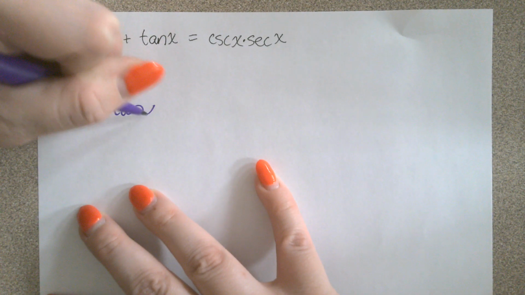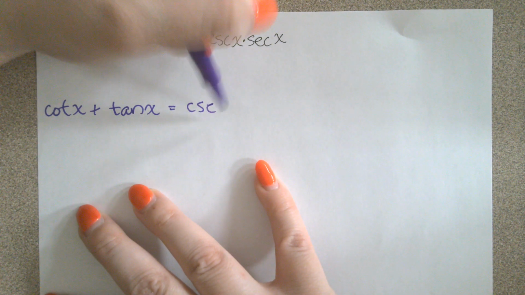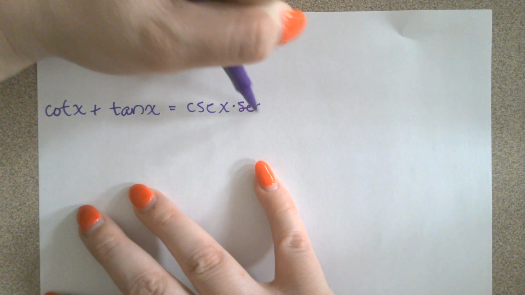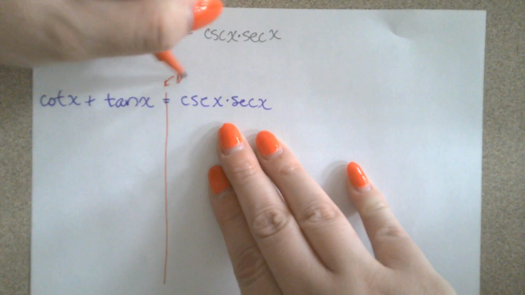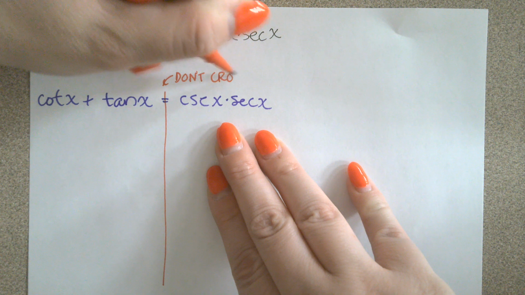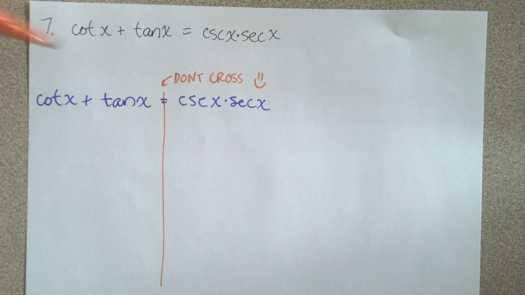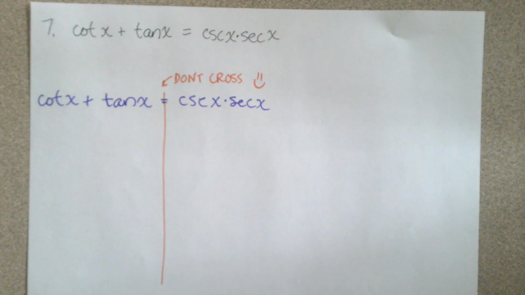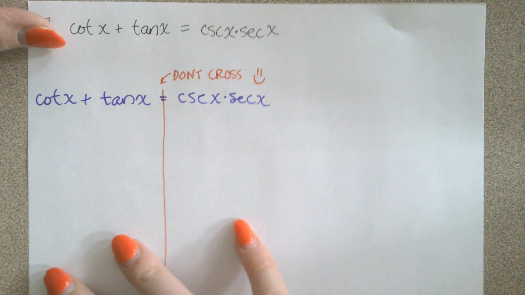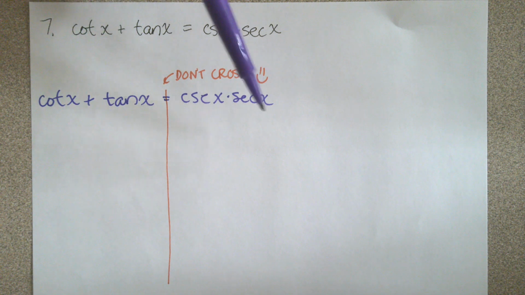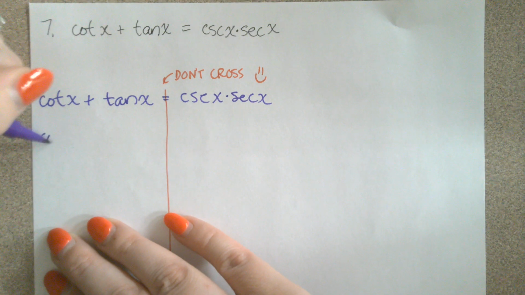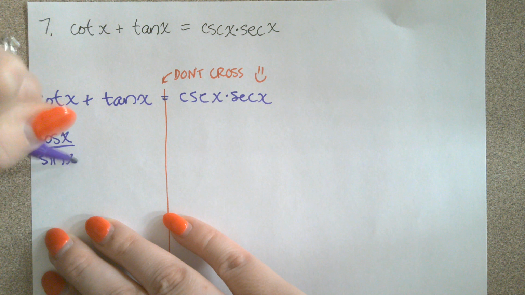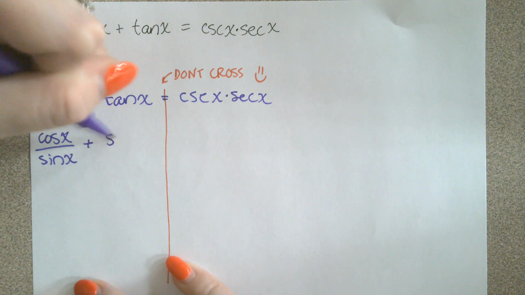So we have cotangent x plus tangent x equals cosecant x times secant x. Reminder, don't cross the line. That just means no algebra steps, no moving things back and forth. Okay, we have options. One good place to start, and we can just do this across the board, is change everything to be in terms of sine and cosine. So cotangent is cosine over sine. Tangent is sine over cosine.